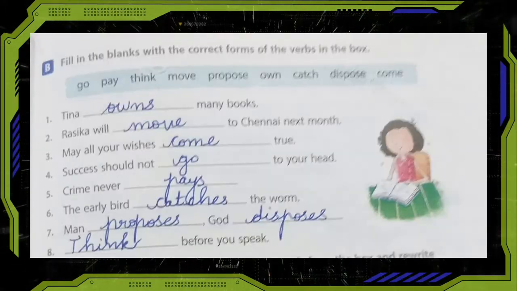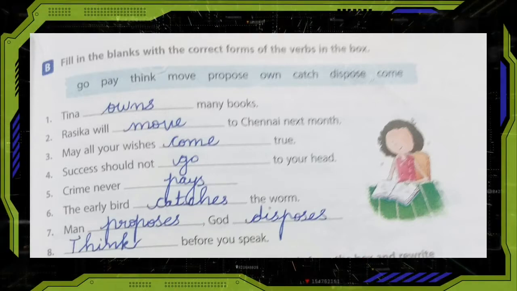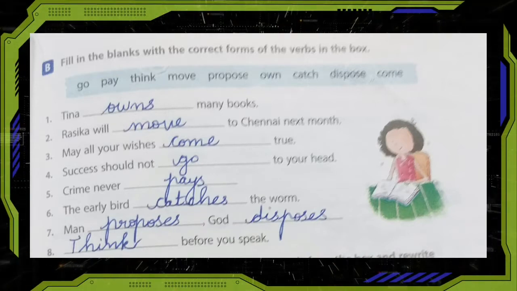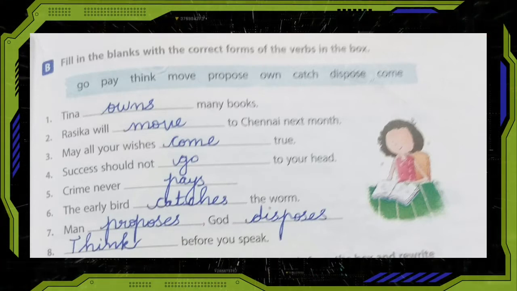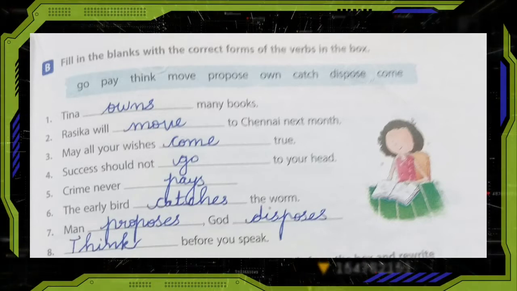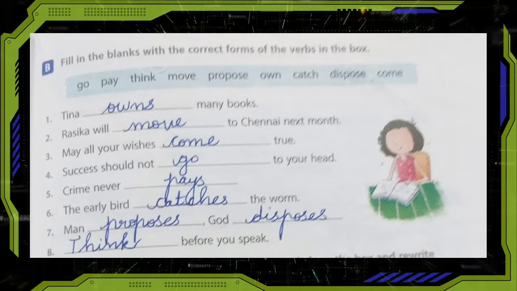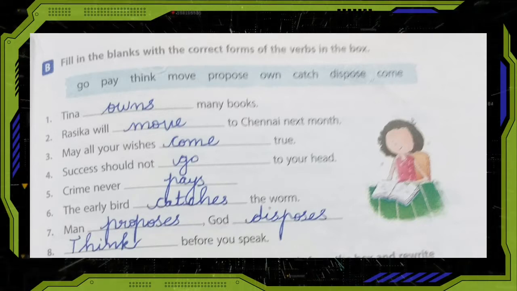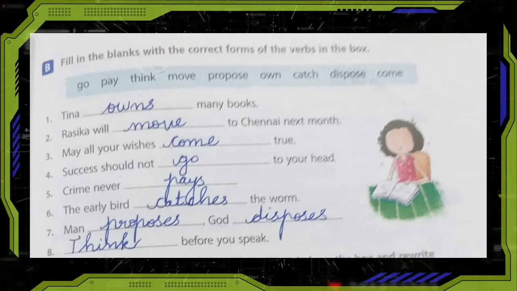Children, now we will see one example for a verb. Fill in the blanks with the correct form of the verbs in the box. So, here are some verbs. Go, pay, think, move, propose, own, catch, dispose, come. First sentence, Tina dash many books, owns many books. Number 2, Rashika will dash to Chennai next month.